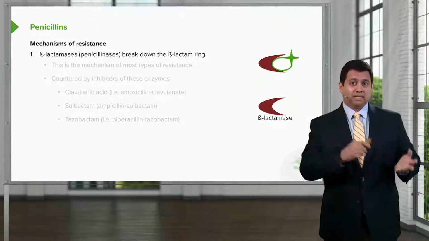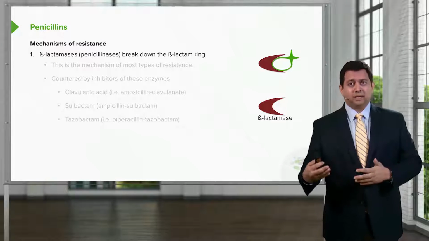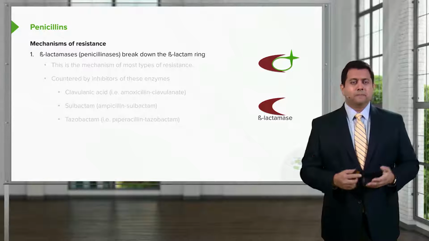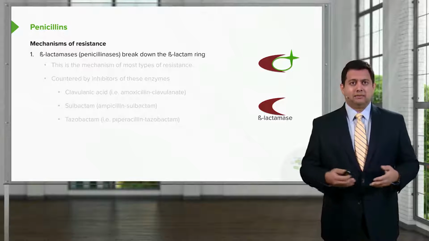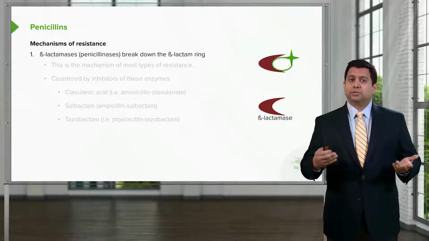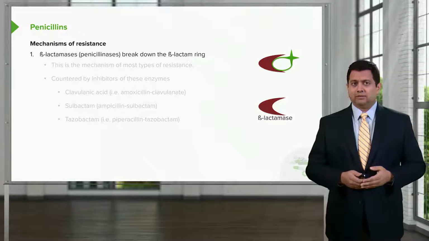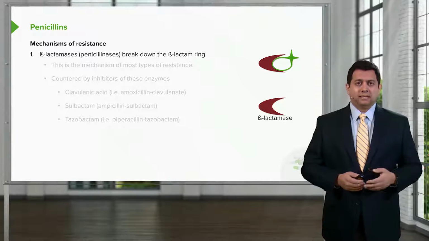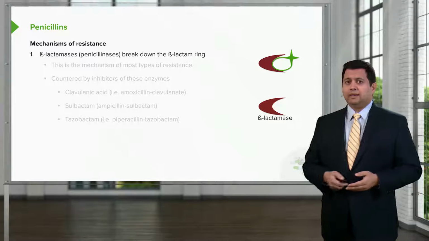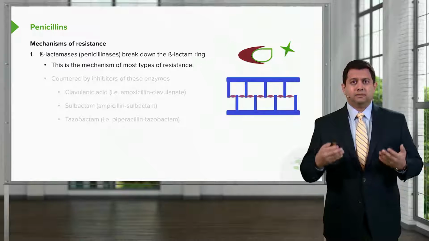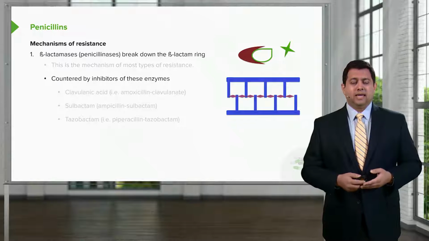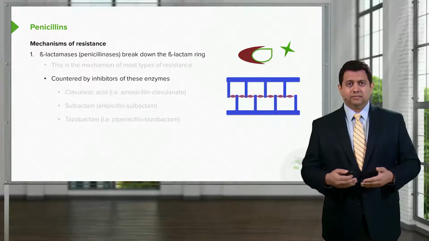Now, the bacteria have developed defense mechanisms against the penicillins. So some bacteria have beta-lactamase enzymes. They're also called penicillinases in other parts of the world. Now, these beta-lactamases break down that beta-lactam ring. This is the mechanism of most types of resistance, and they're countered by the inhibitors of these enzymes.